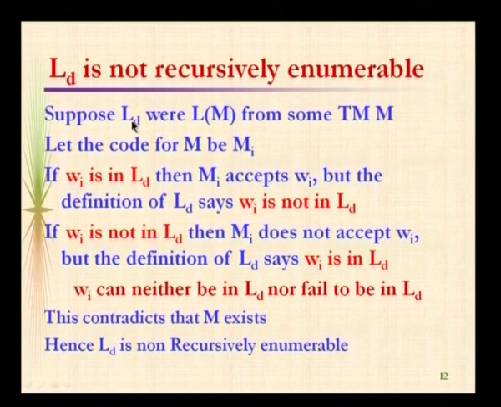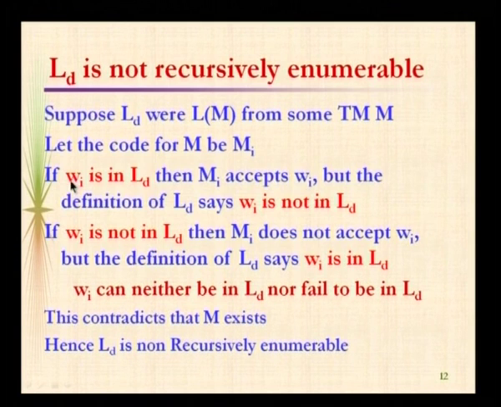The first point here is, suppose we find that LD, the diagonal language, is L of M. That means there exists a Turing machine M whose language is LD, so LD is a recursively enumerable language. It is going to be a proof by contradiction. If LD is a recursively enumerable language with a Turing machine called M, then there is a code for that M, let it be Mi, the ith Turing machine.